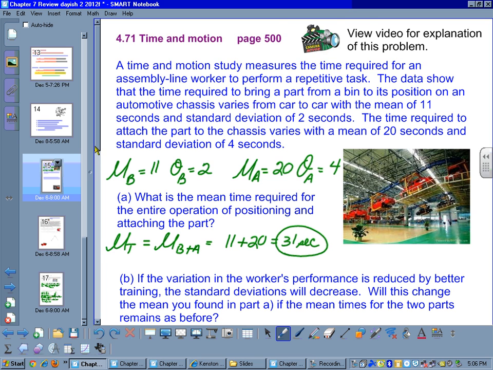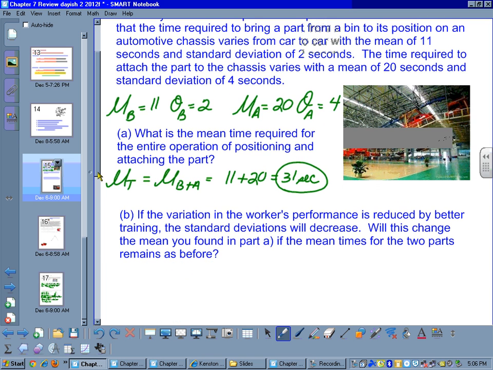The next part of the question asks us, if we train the workers and the variation in their performance is reduced, so the standard deviations will decrease, will this change the mean? Well, the word variation is a keyword for measures of spread, which are standard deviation and variance, but it's not going to change the mean because that is an average time which isn't affected by changes in variation.